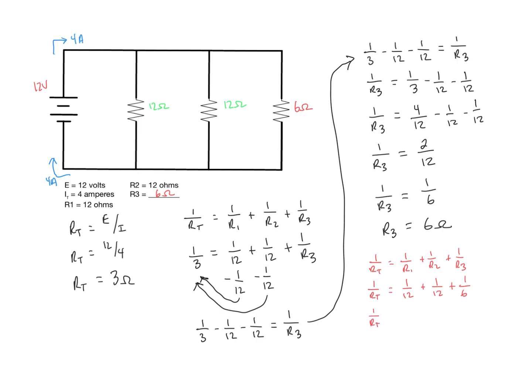1 over RT is equal to, and then what are they? The common denominator here is going to be 12. So this will end up being 2 12ths over here. And then from there we can add these together. 1, 2, 3... is going to be 4 over 12, right? In this case, and from there we'll end up with 1 over RT, which is equal to 1/3, and then the reciprocal of this, RT, is equal to 3 ohms.